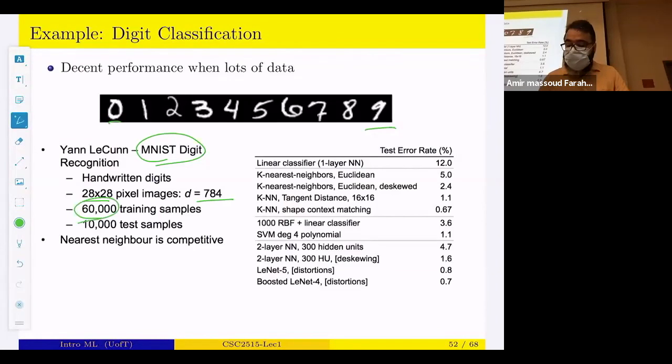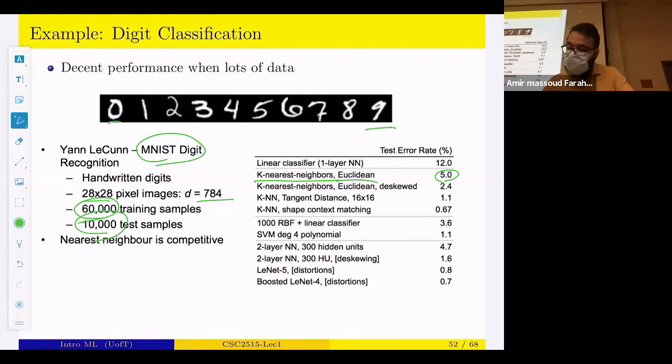For the training set, you have 60,000 samples, which you can possibly divide into training and validation. So that 60,000 is what you use for tuning and training your algorithm. And there are 10,000 test samples. When you want to report your result and compare it with others, that 10,000 should not be used in any fine tuning of your algorithm. So with 60,000 samples, nearest neighbor actually performs reasonably well. For example, if you use k-nearest neighbors with Euclidean distance, you get 5% error, which is okay, not great, but it is a reasonable performance.